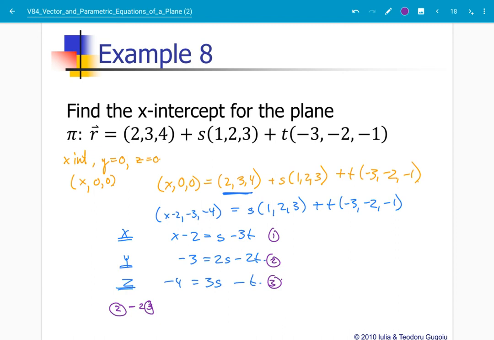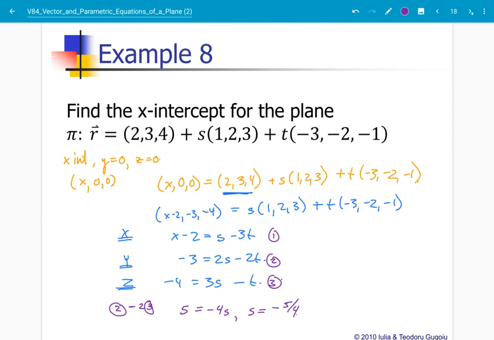So negative 3 plus 8 is 5. 2 minus 6 is negative 4s. So s is equal to negative 5/4.